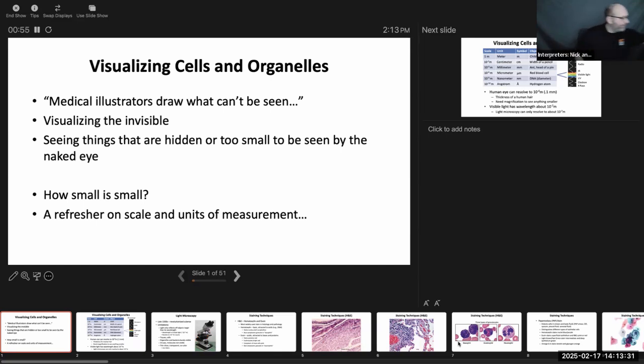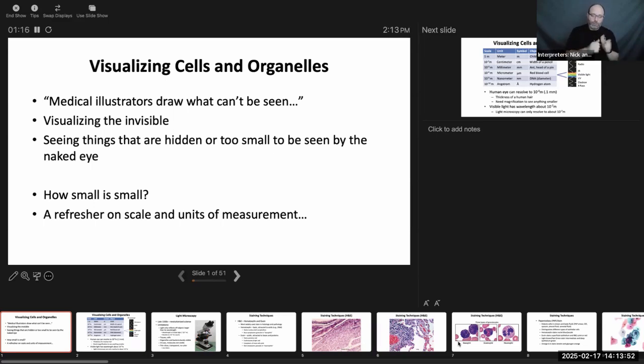So I want to talk a little bit about exactly how small is small. How small are we talking about? How small does something have to be before we can't see it? And then focus the rest of the lecture on what kind of technologies are available to help us magnify things so that we can see some of these very small structures.